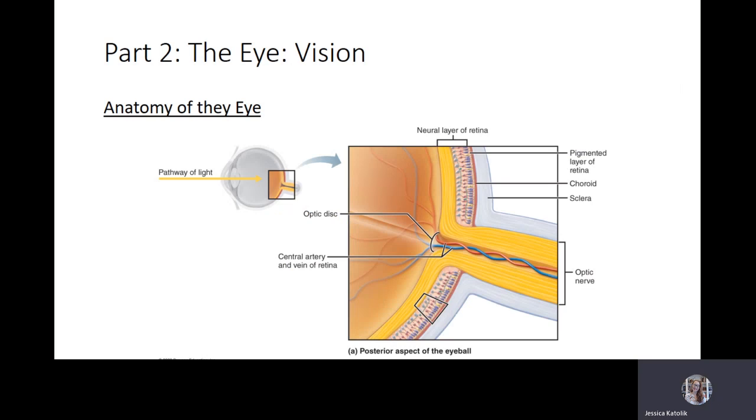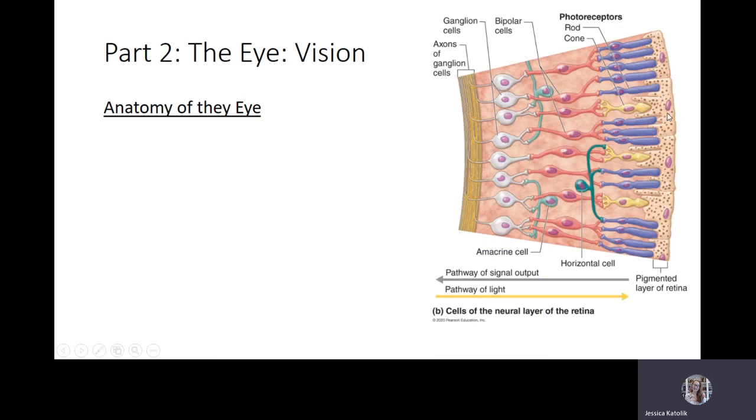So here we're seeing those layers a little bit more closely. Here we have the sclera, which is part of the fibrous layer, the choroid, which is part of the vascular layer, and very, very tiny, we have the pigmented layer and the neural layer of the neural retina, or of the inner layer.